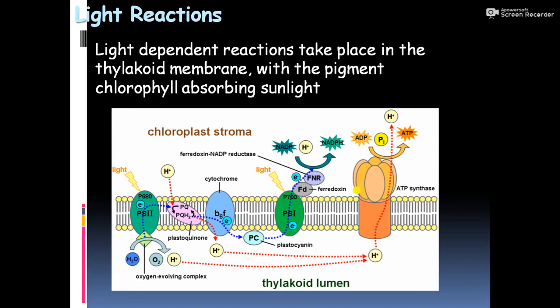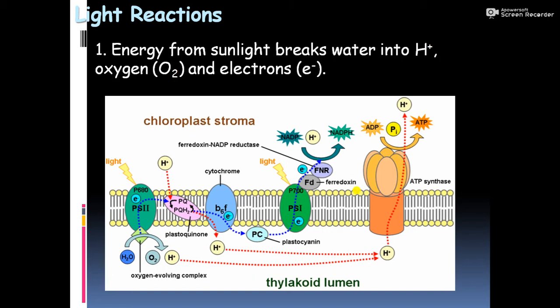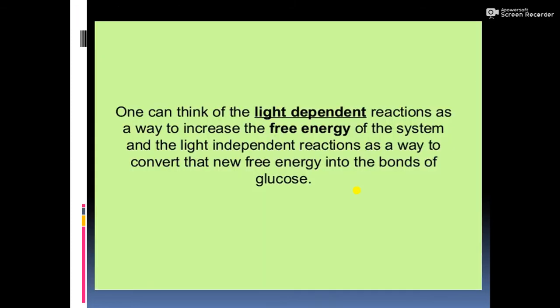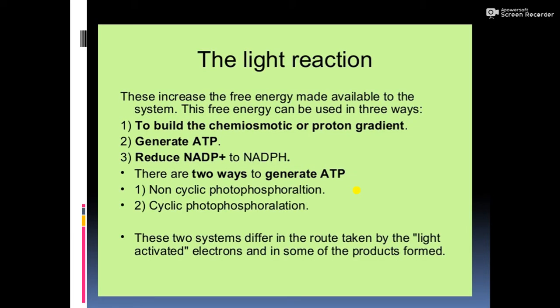In general, we can tell that light dependent phase reactions take place in the thylakoid membrane with the pigment chlorophyll absorbing sunlight. The energy from sunlight breaks water into hydrogen ions, oxygen and electrons. Hydrogen ions and electrons are used to produce the energy carrying molecules NADPH and ATP. One can think of the light-dependent reaction as a way to increase the free energy of the system, and the light-independent reaction as a way to convert that new free energy into the bonds of glucose.